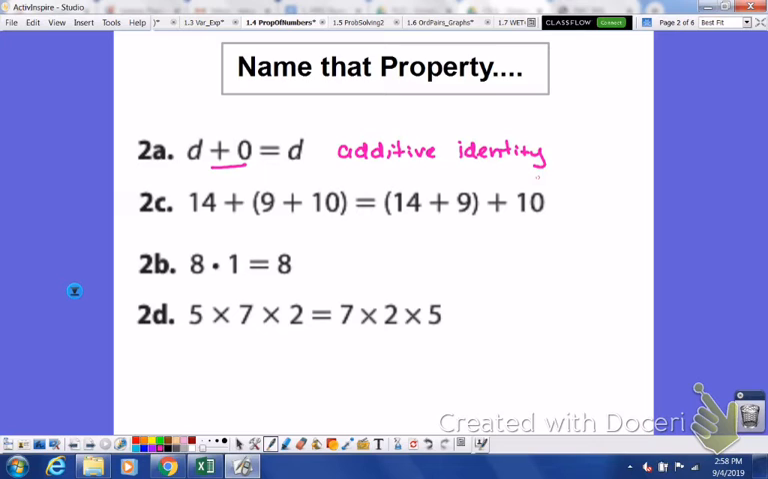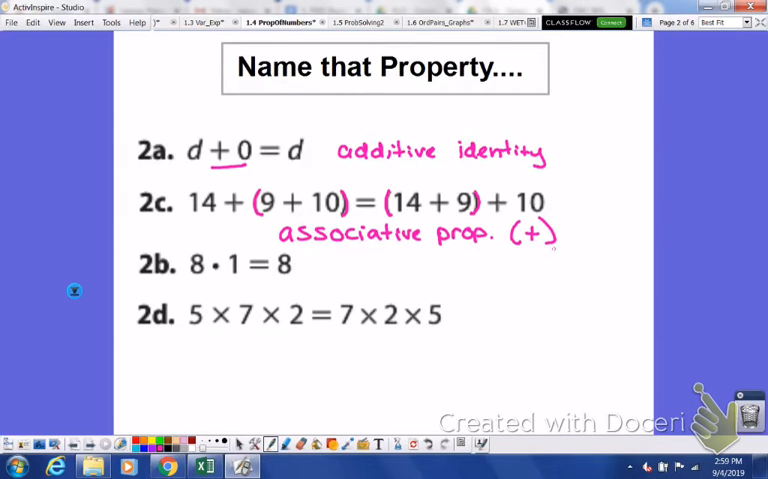In the next one, we have 14 plus 9 plus 10 equals 14 plus 9 plus 10, with the parentheses in different places. I see my parentheses are moving, but I also see 14, 9, 10, 14, 9, 10. So our order did not change. Our grouping changed. So that's an associative property. And then I always want to label this, whether it's addition or multiplication. So put a little plus sign at the end. It's the associative property of addition.